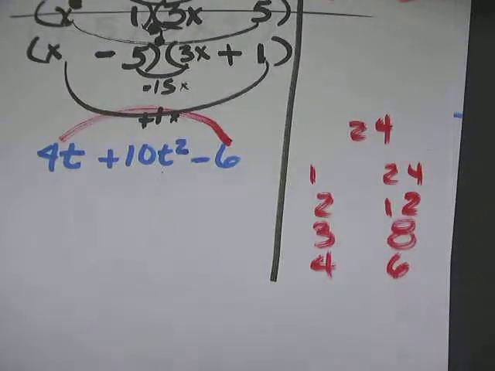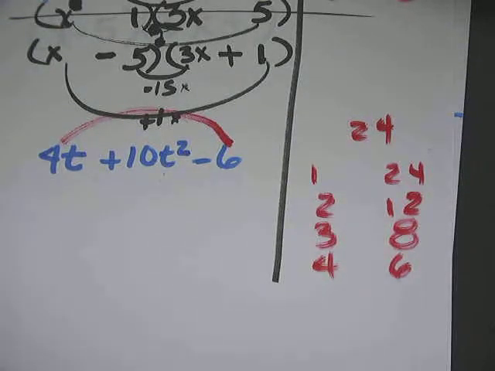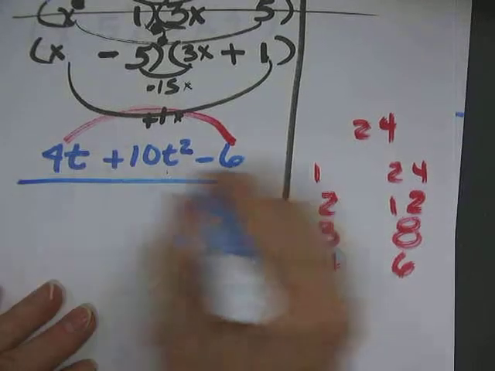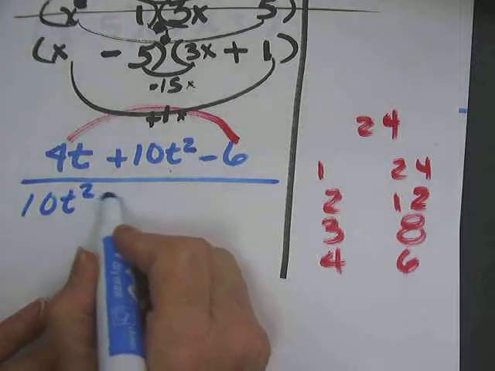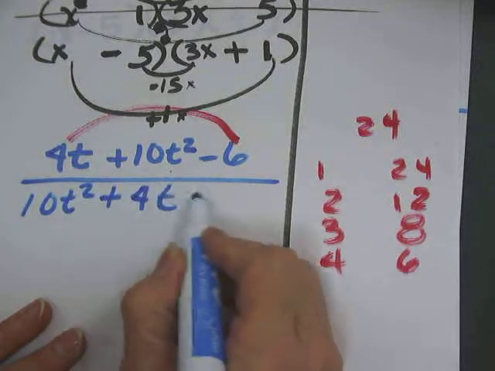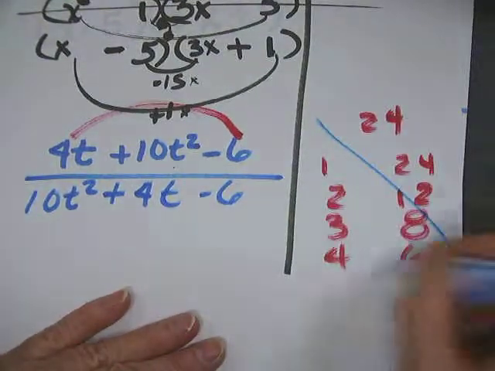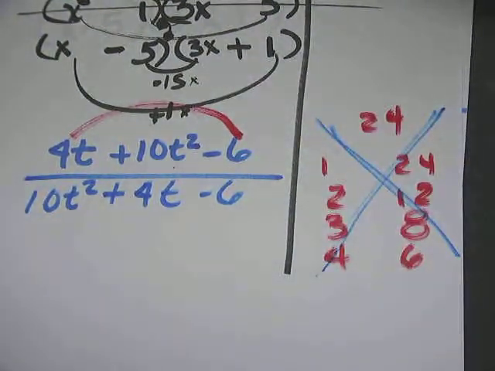1 times 24, 2 times 12, 3 times 8, 4 times 6, and is that it? Maybe 4 and 6. You've got to put those in descending order. Oh! Yes. Thank you. We don't need 24, do we? 10t squared plus 4t minus 6. It's not going to be 24.